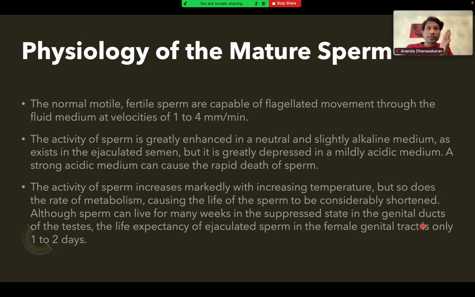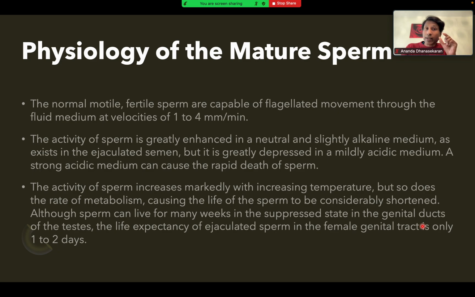Some of you may be allopathic doctors; there is always a stress on reducing the acidity in the body and keeping the body slightly alkaline. This is the reason for it. A sperm will move well and function well only in a slightly alkaline medium. The activity of the sperm markedly increases with increase in temperature. When the man ejaculates inside the woman's uterus, the temperature will be slightly higher, and it will cause an increase in the rate of metabolism. It will cause the life of the sperm to be considerably shortened if the temperature is too high.